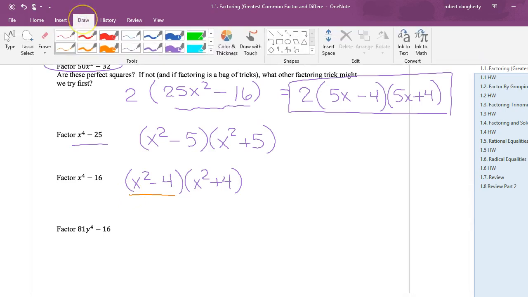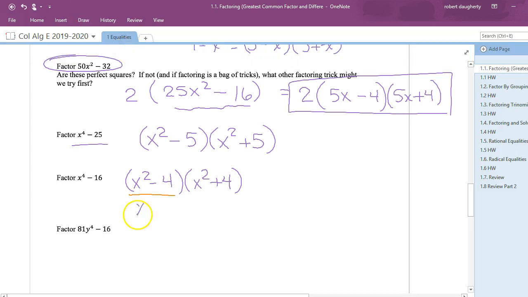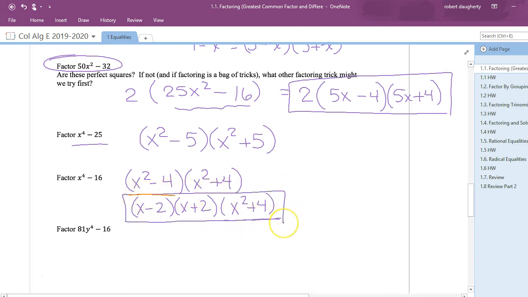So going back to this, that's x minus 2, x plus 2 times x squared plus 4. Now I do not have any rule for the sum of two squares. So this is as far as this one goes. The only rule that we've talked about here is when I see the difference of two squares.